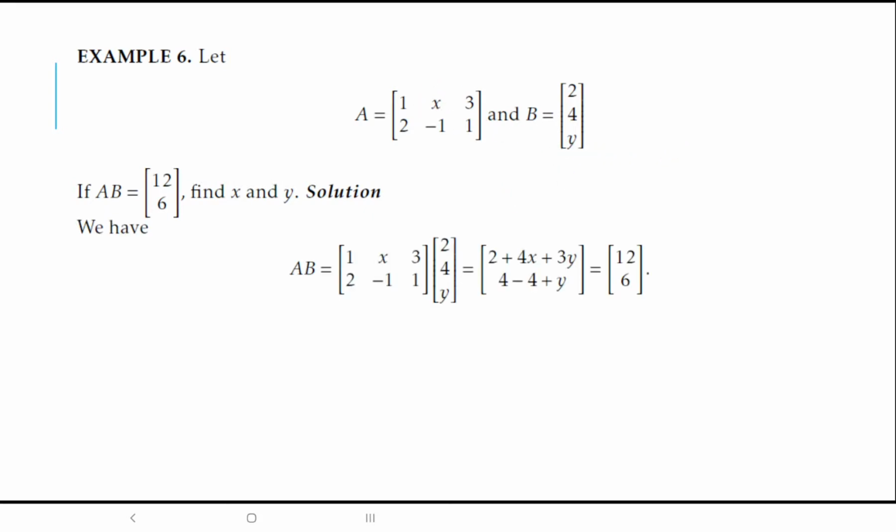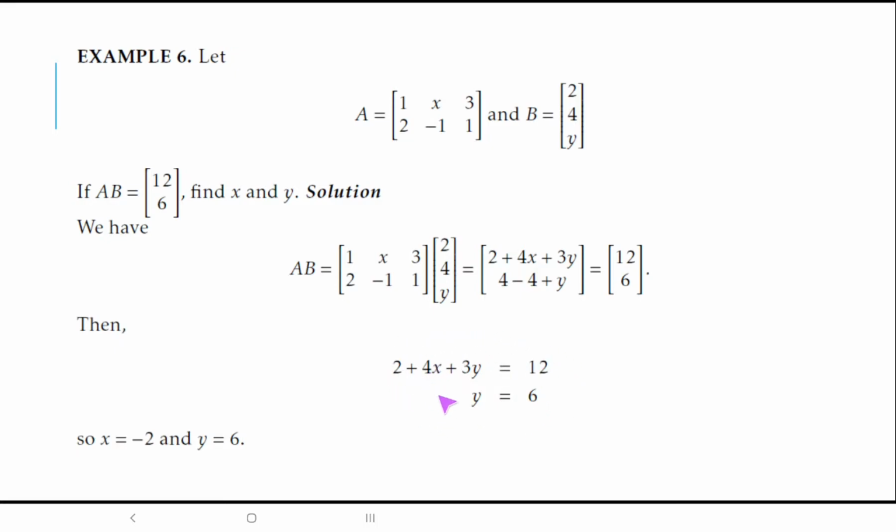So, I assume that we will look for the values of x and y. Performing the matrix operation, we get this one. So, we have 2 plus 4x plus 3y is equal to 12. And then, 4 minus 4 plus y is equal to 6. Note that two matrices are equal if and only if their entries are exactly the same. So, in this case, the top must be equal to 12, and then the bottom equal to 6. So, we will have a system of linear equations.